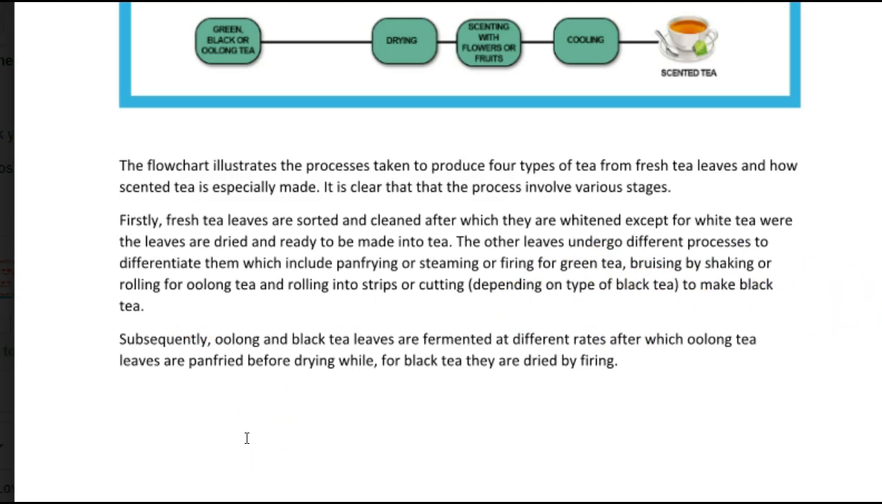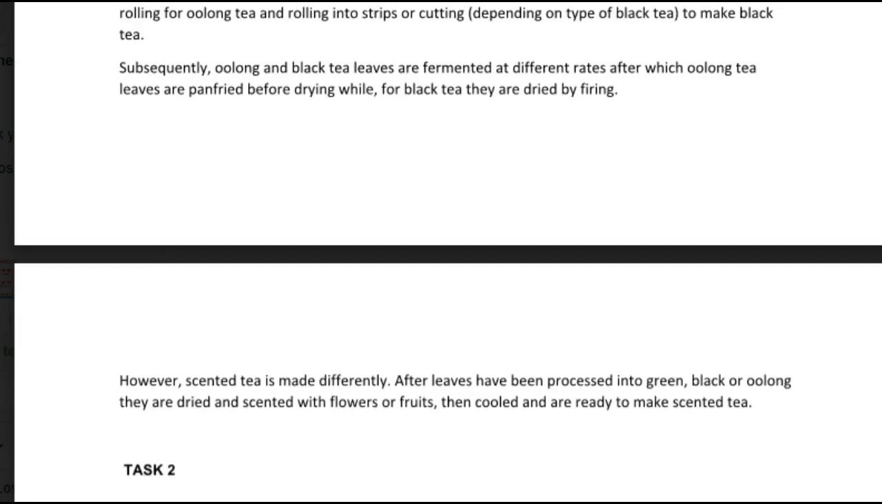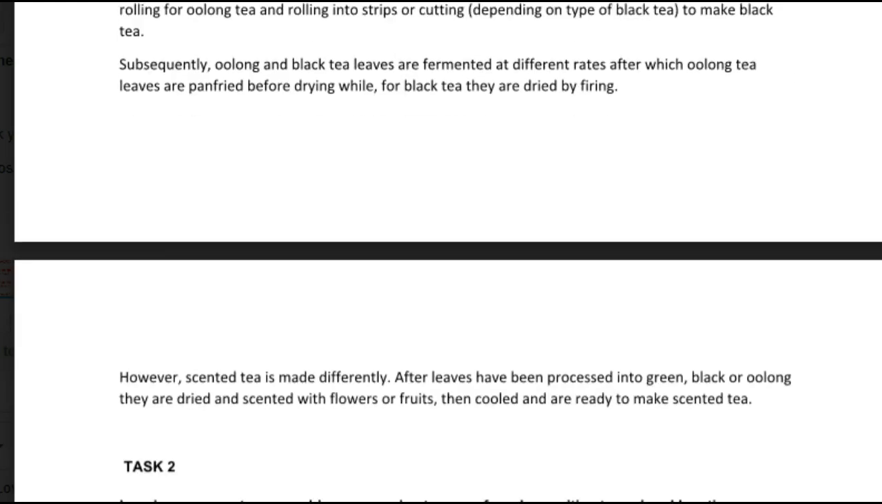Subsequently, oolong is fermented at different rates, after which oolong tea leaves are pan-fried before drying, while for black tea, however, after leaves have been oolong, they are dried and settled and are ready to make scented tea.